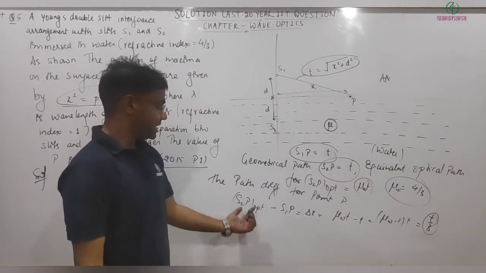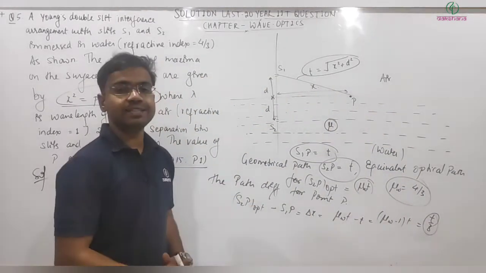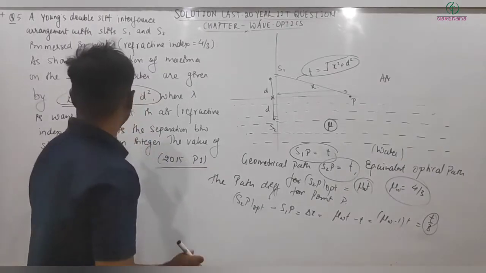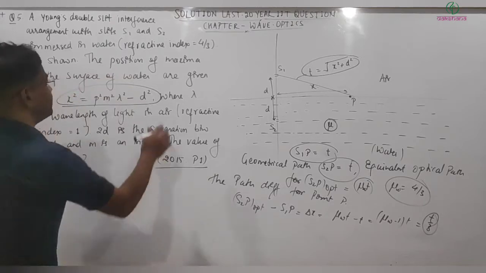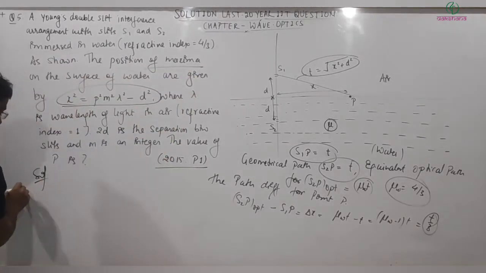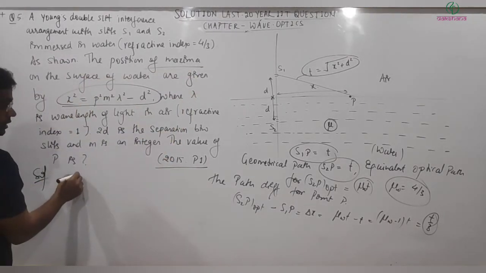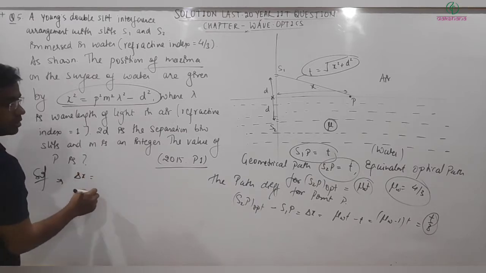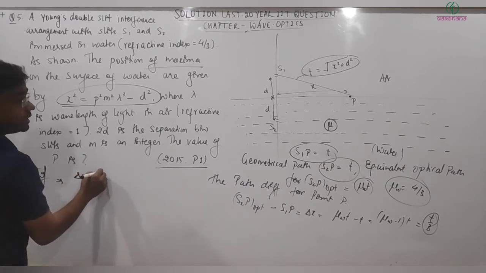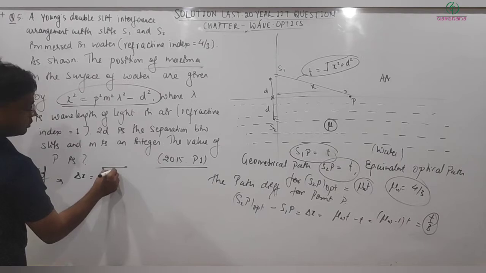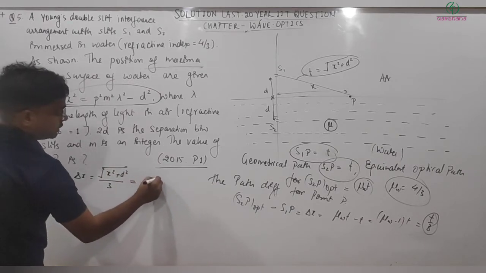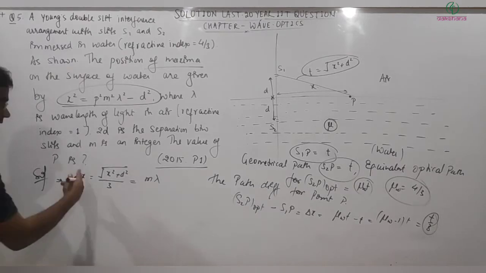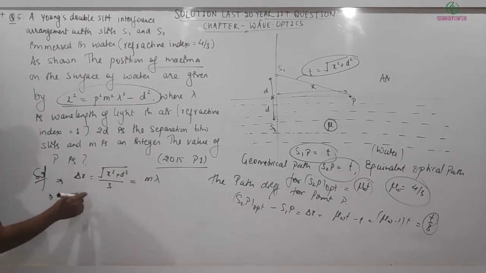And this path difference at this point there should be what? It's clearly mentioning maxima, is it? The position of maxima. So this implies I can write delta x, that is equal to T by 3, and T is under root x square plus d square by 3, which is equal to what? M lambda. Let's simplify it, multiplying it and squaring it both sides.